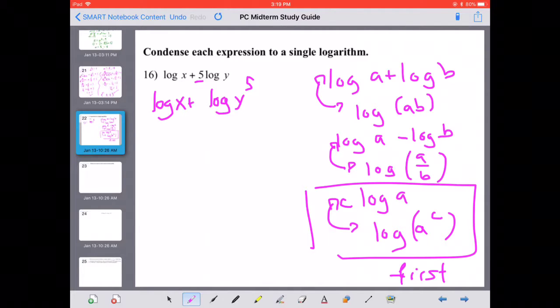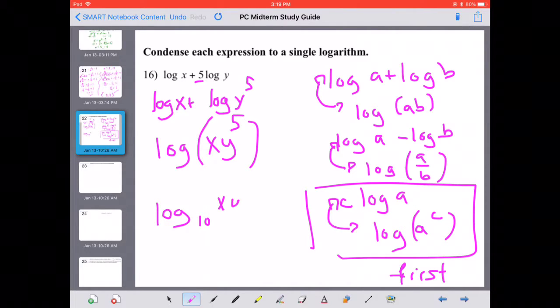Now we have our addition, so we have to use our addition rule, which is sometimes called our multiplication rule. And we're just going to say log of x times y to the 5th. So this is condensing it. Remember, this xy to the 5th is all inside of the log. And remember, we don't see a base on the log, but that log has a base of 10.